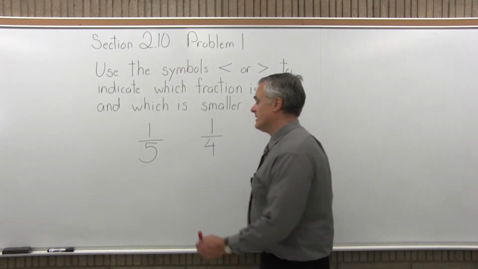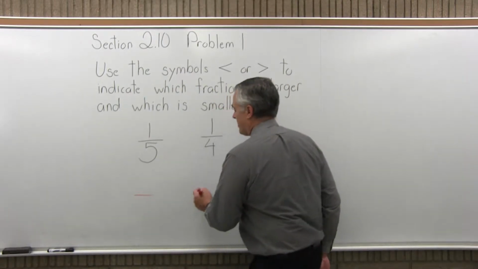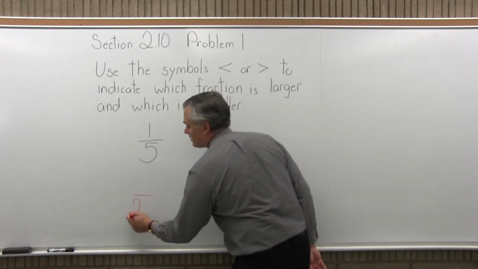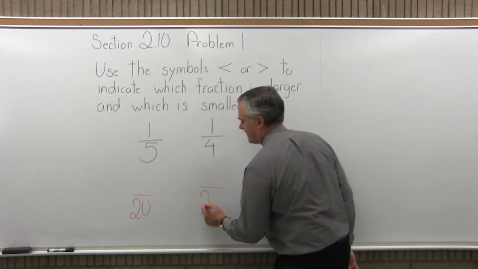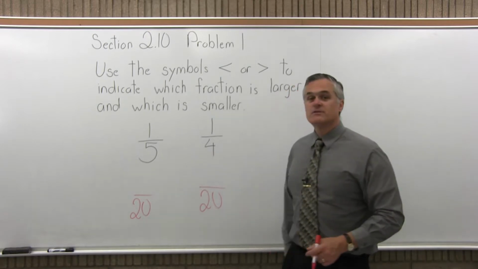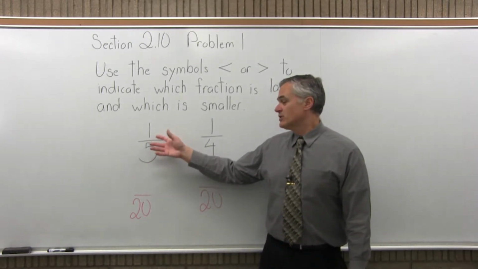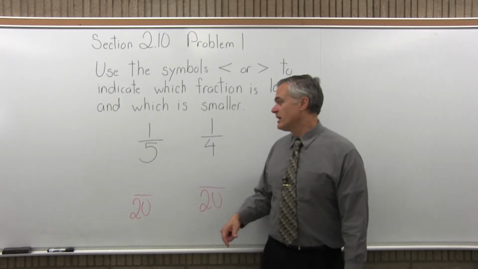The way you have to do it is make a common denominator for each fraction. So for 5 and 4, a good common denominator is 20. And now what you have to do is find the correct numerator to make an equivalent fraction. What's equivalent to 1/5 with a denominator of 20?